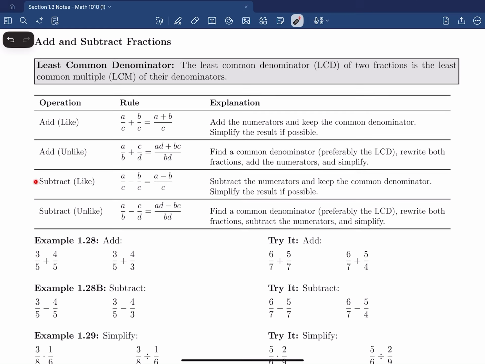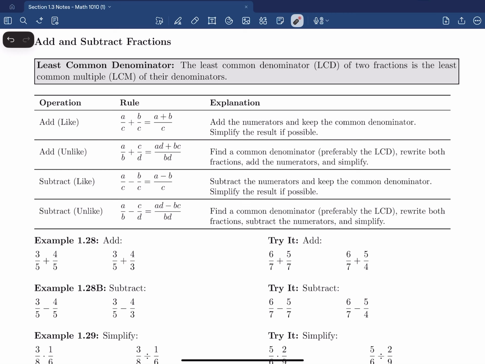That's the same thing for subtraction. So if I have a over c minus b over c, so a common denominator, then I can subtract the numerators and keep the denominator the same. Now things get a little bit more difficult when we want to add or subtract fractions that don't have the same denominator.